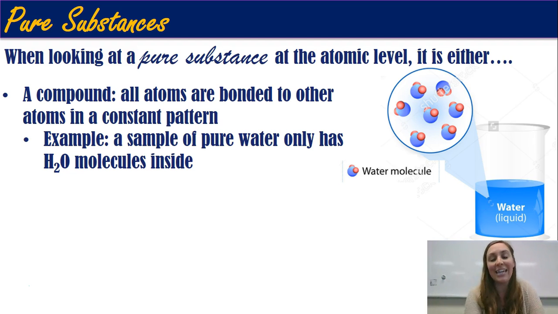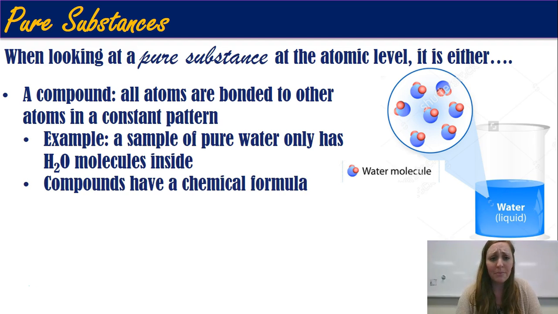You can't have anything else. If you do, it's not water. So on the atomic level it's always the same. That's what makes it pure. Compounds have a chemical formula. So if there is a set ratio of the number of atoms, see this H2O, that's a chemical formula.